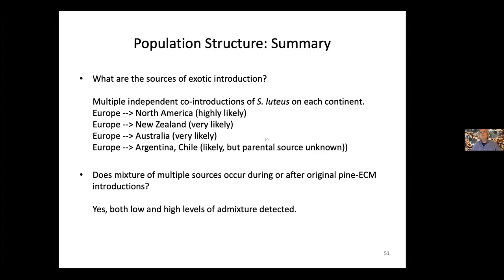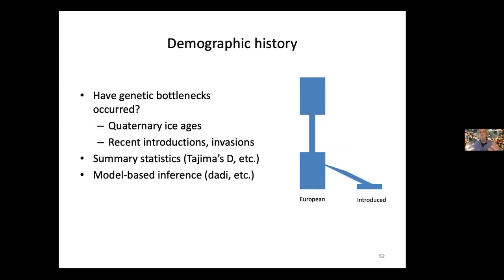So what are the sources of these introductions? We know that there are multiple independent introductions on every continent. North American populations very likely came from Europe, the New Zealand ones as well, the Australian. The Argentinian and Chilean populations are very likely to have originated from Europe, but we're still trying to identify the likely source population for those. So in addition, we see different levels of admixture that suggest that in fact, some of these populations may still be mating amongst themselves. Yihong has also looked at the demographic history of these different populations.